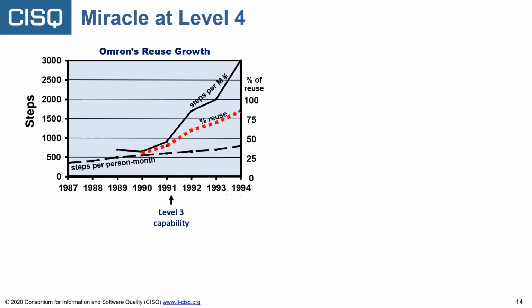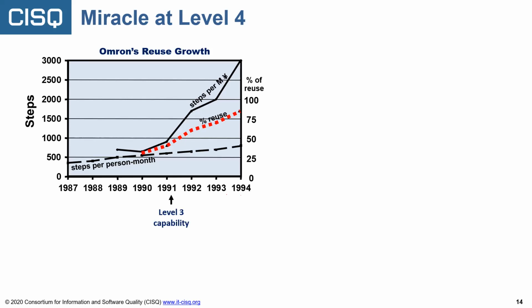We saw a miracle at level 4 back in the early 90s, and it kind of shocked us because none of us had really thought about it. But I bought a book at a bookstore. It was on process improvement, software process improvement, and one of the chapters was by a bunch of folks at Omron company over in Japan, and this is the data they were showing.